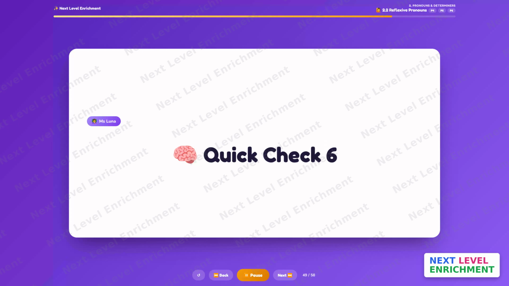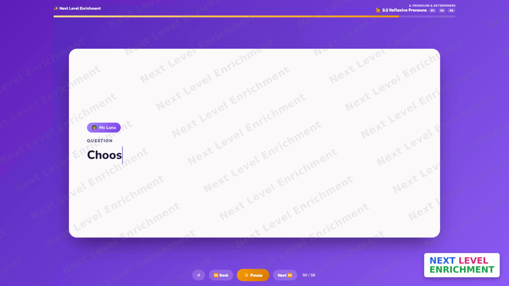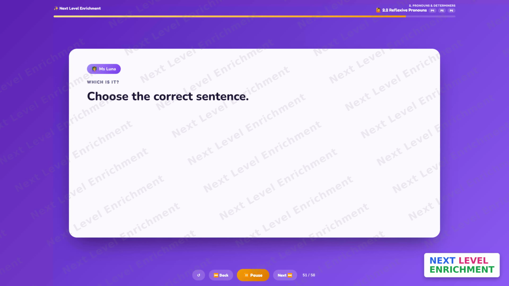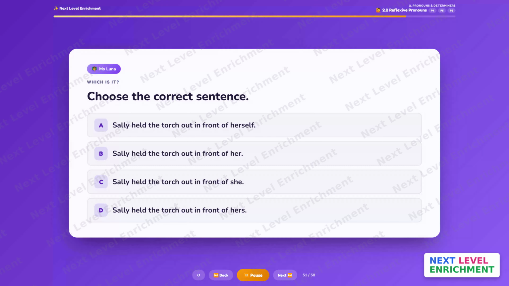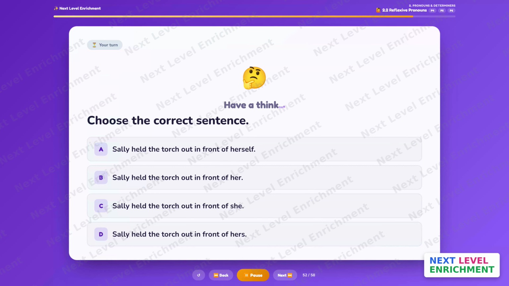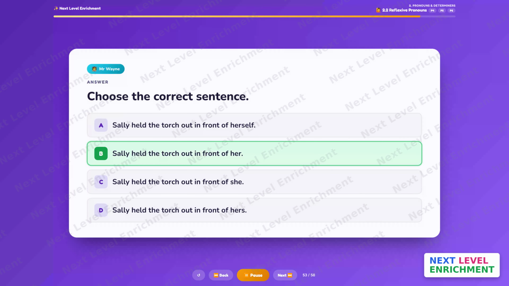Quick check 6. Choose the correct sentence. A, Sally held the torch out in front of herself? B, Sally held the torch out in front of her? C, Sally held the torch out in front of she? D, Sally held the torch out in front of hers? The answer is Sally held the torch out in front of her. In an adverbial phrase of place we use a personal pronoun, so in front of her is correct, not herself.